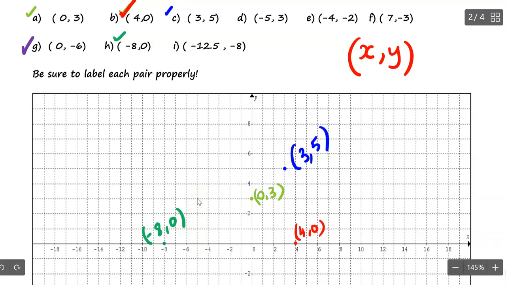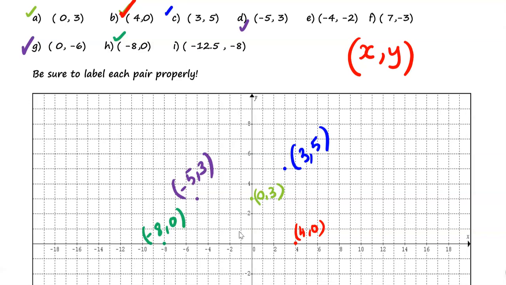Okay. And then I will see here is the 3. So I'm moving it out. So that is my value for negative 5 and 3. Okay. But I'm going to choose a different color. I will choose purple. Then here is my negative 5. And there's the 3. Alright, so this is the negative 5 and the 3. Negative 5 for x and positive 3 for y.